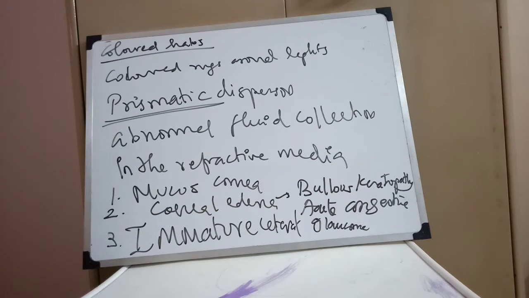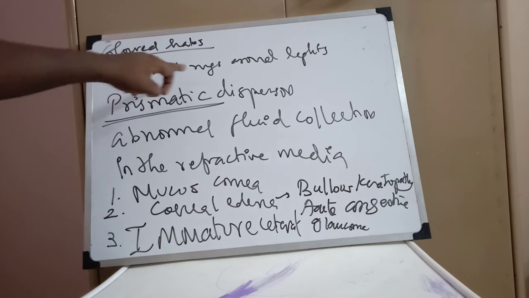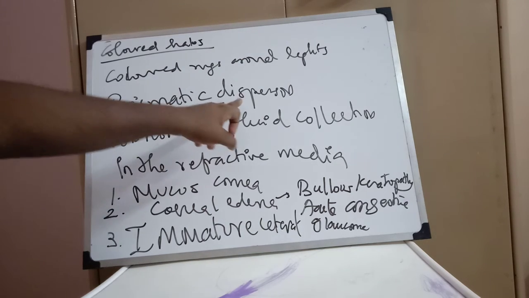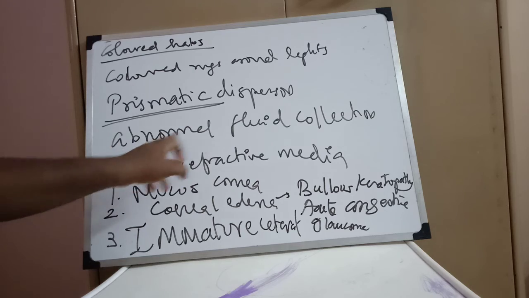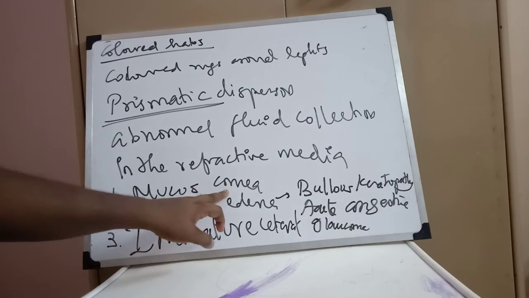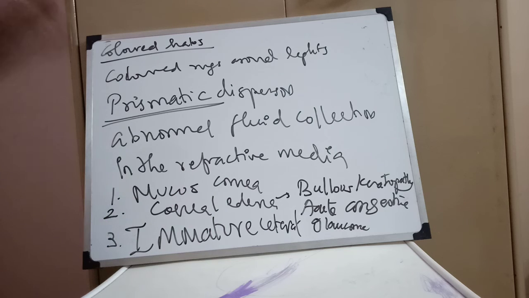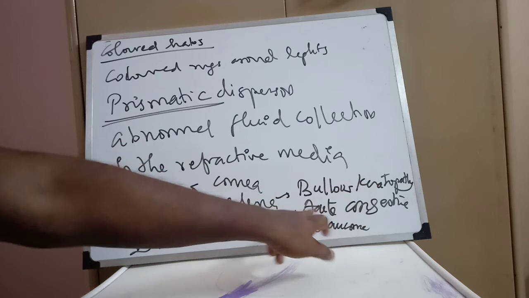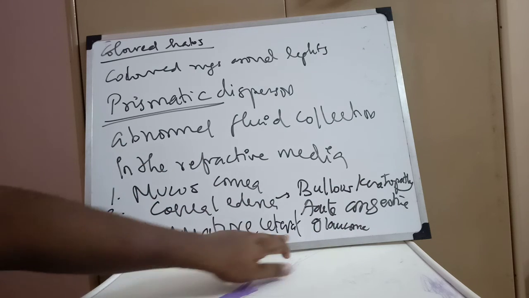Third one, you can have it in immature cataract. So colored halos, colored rings around lights. Prismatic dispersion of the light is going to be occurring due to abnormal fluid collection in the refractive media. What are the different causes? Mucus deposition or accumulation on the corneal surface, corneal edema due to bullous keratopathy or acute congestive glaucoma, and immature cataract.